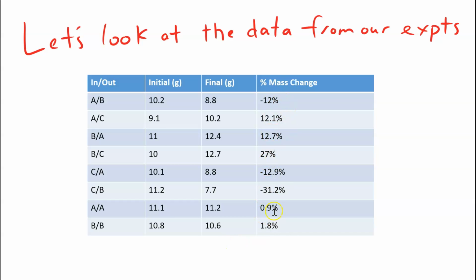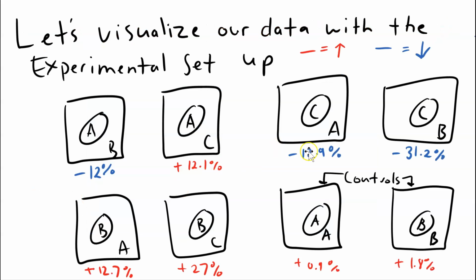So this increase versus decrease versus staying the same is the data we're going to use to provide our analysis and finally our conclusions as to which of the mystery solutions is 30%, 10%, and 2%. So let's break it down. I'm going to set up all the experiments in this style where we're looking at what's inside, what's outside, and what happens after 1 hour's time. So in this case, when you have A inside and B outside, you lose 12%. Over here, when you have A inside, C outside, you gain 12%. So what does this all mean? Let's break it down experiment by experiment.